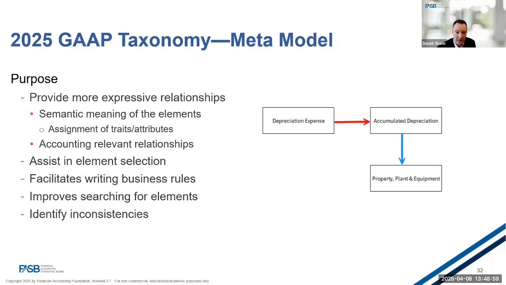However, this information is included in the meta model as a means of assisting in element selection and improving the ability to search for the appropriate elements needed for tagging. We're also seeing that the meta model is facilitating the writing of business rules, as a few of the new DQC rules are leveraging the relationships that have been included in the meta model. And it's also useful for identifying inconsistencies in taxonomy modeling.